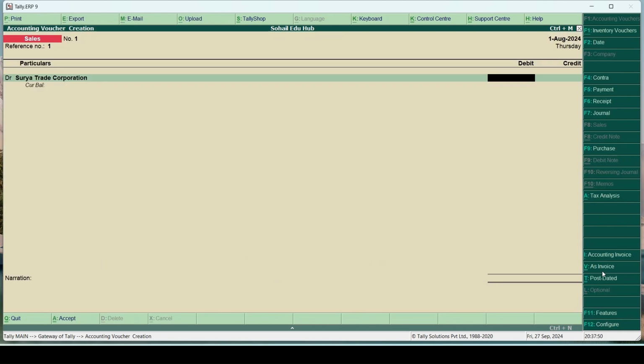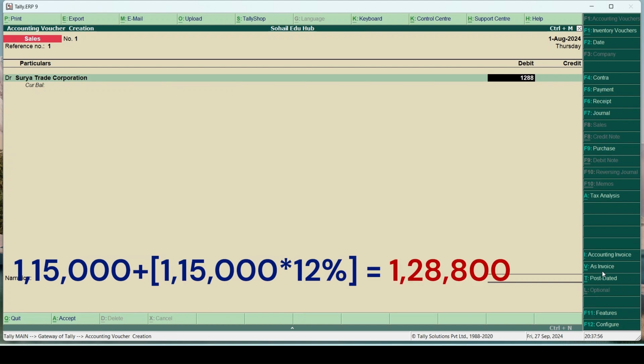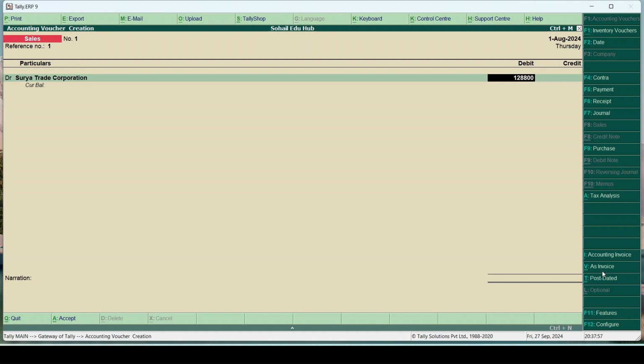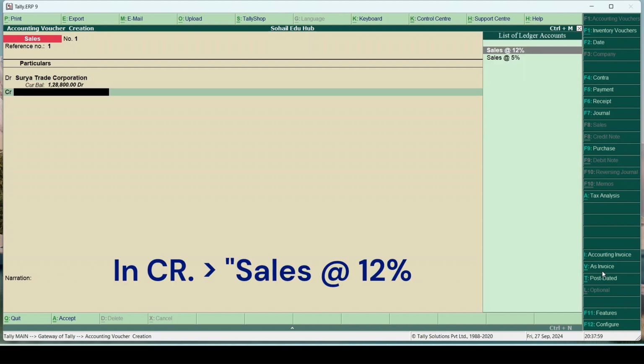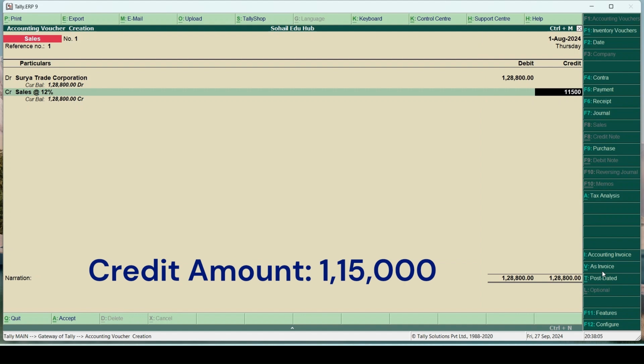In debit, write amount 1,15,000 plus 12% GST, which is 1,28,800. In credit, select ledger sales at the rate 12%. In credit amount, write 1,15,000.